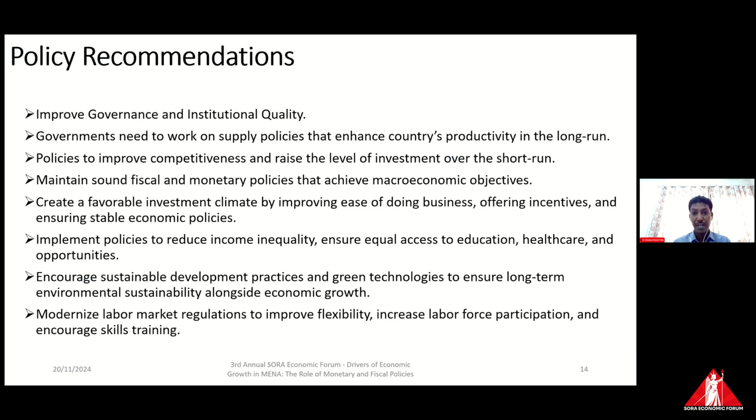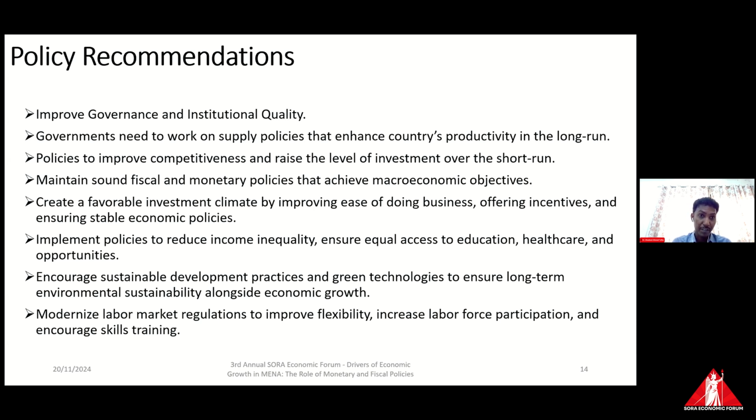Here are some policy recommendations. I'm happy to provide them to anyone interested to take one of them or take them all. Because the problem of some economies in the region is the lack of governance and lack of institutional settings. So that's why I started with this recommendation.